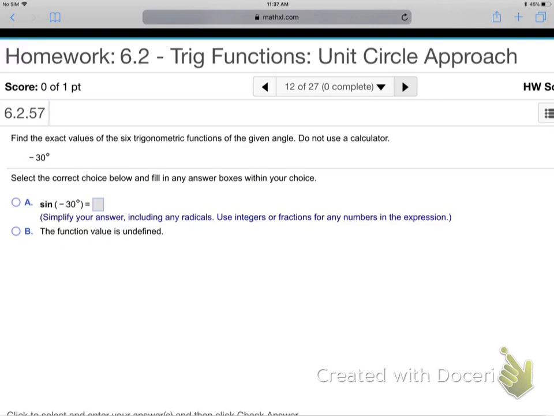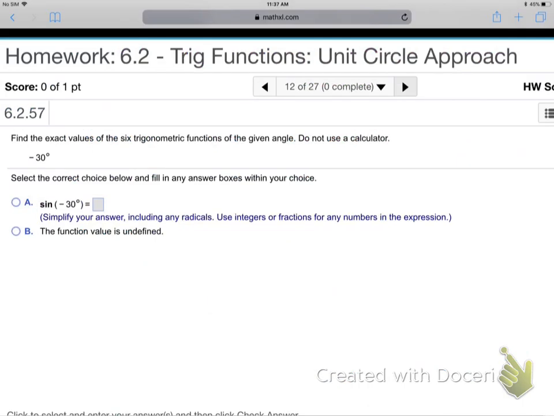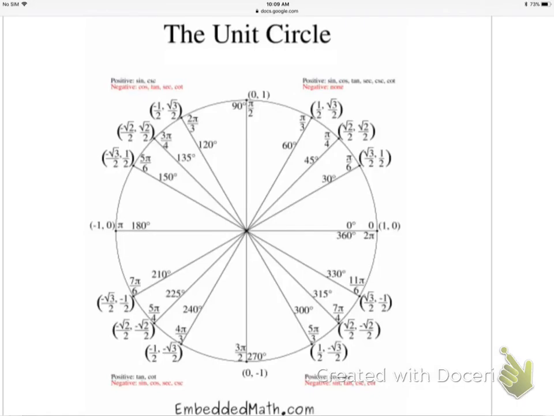All right, so negative 30. Want to try that one? So find negative 30 on the unit circle. So where do you go for negative 30? Yeah, you go down 30 degrees. So 360 minus 30, you go to 330, don't you? Everybody good with that? Because negative angles are down.